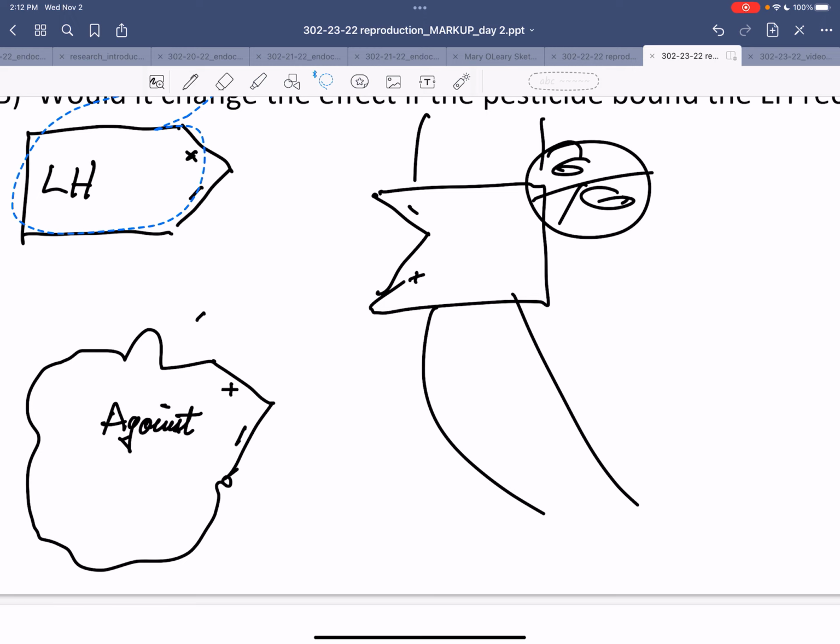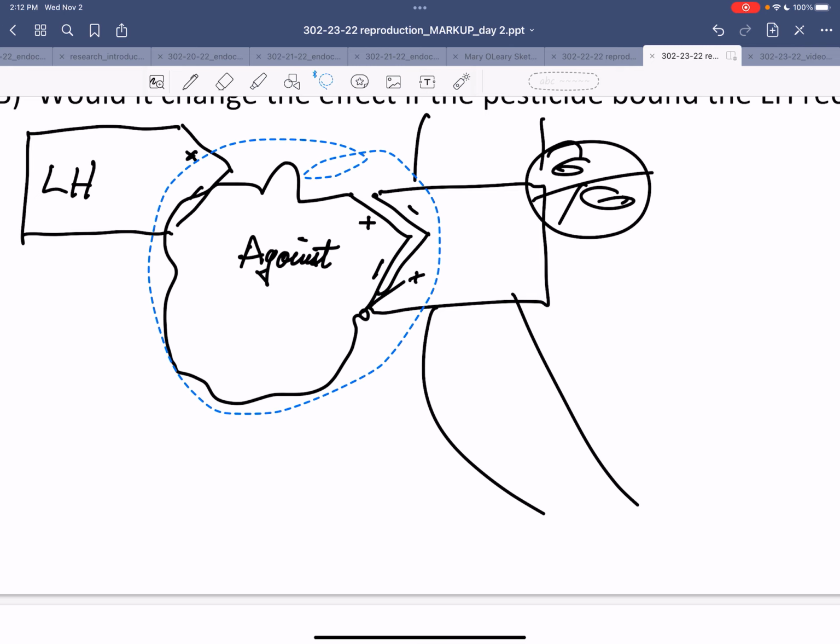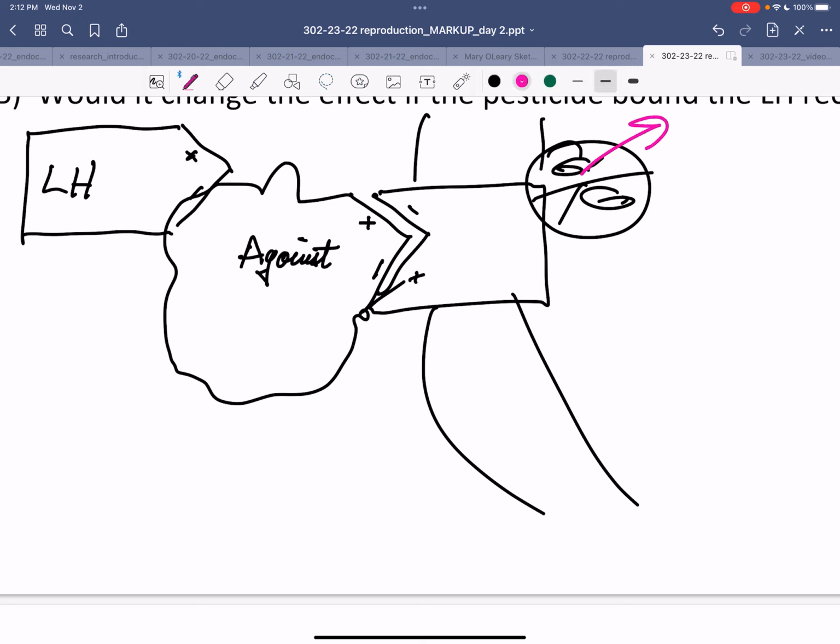So our agonist will also bind, and if it's an agonist, by definition, that means it will do the normal things. So it would have this G protein separate out and cause the normal second messenger cascade and the normal events. So that's an agonist.